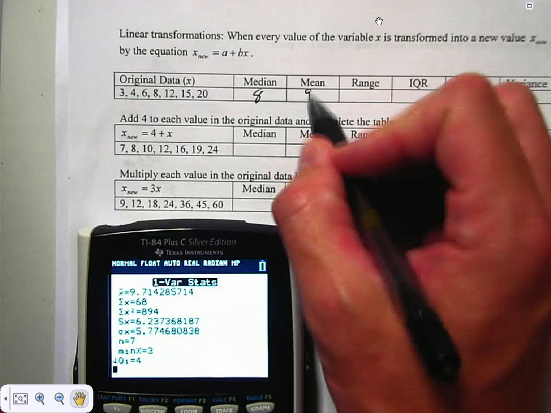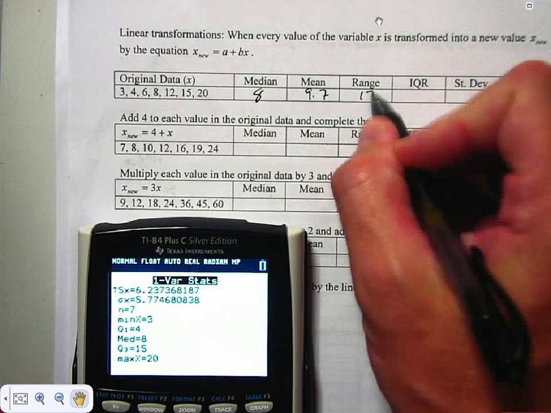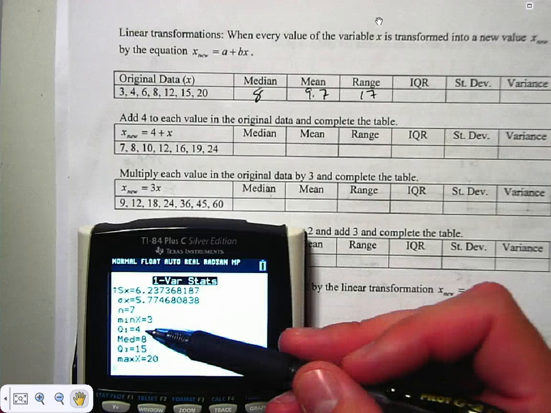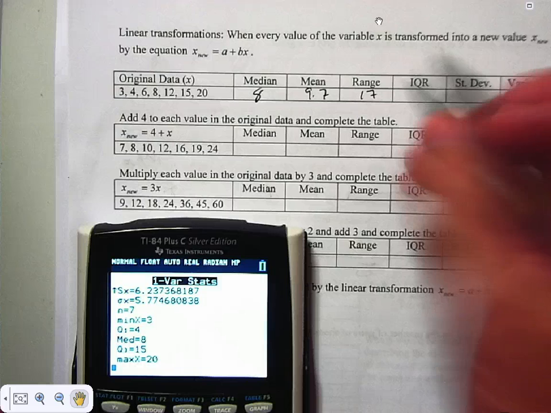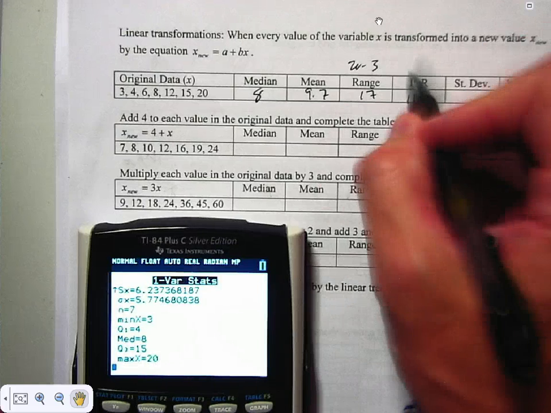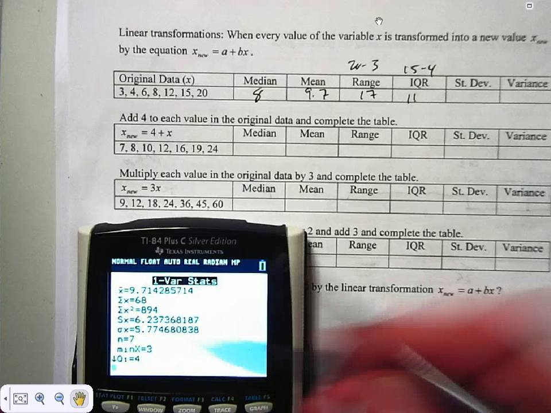The range, remember range is max minus min. The max is 20, the min is 3, so my range is 17. IQR is Q3 minus Q1, so this is 15 minus 4 or 11. And I'll write these up here where they're coming from. So 15 minus 4. Standard deviation is going to be 6.2. And then the variance, I need to square standard deviation.